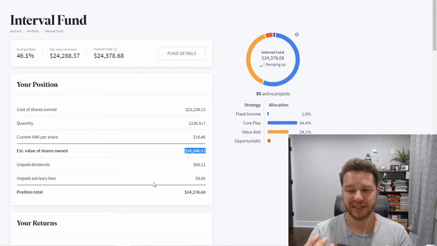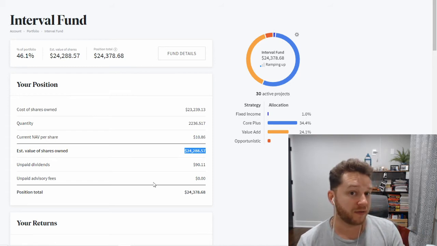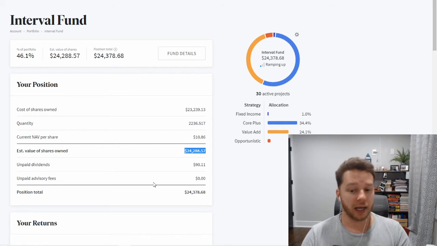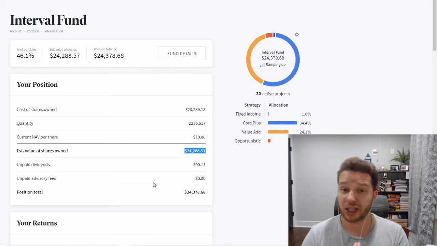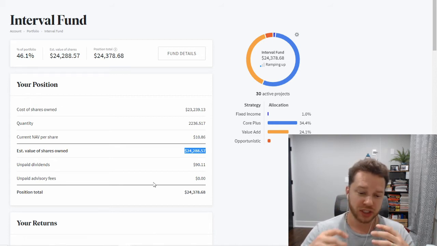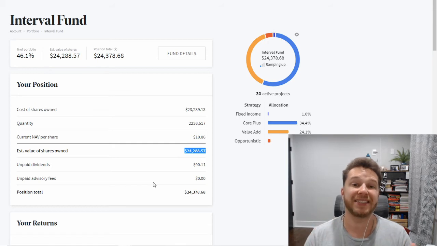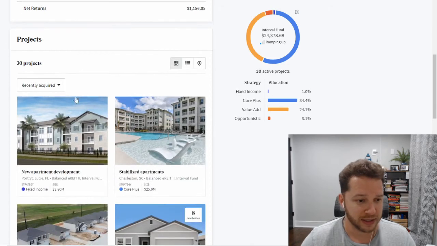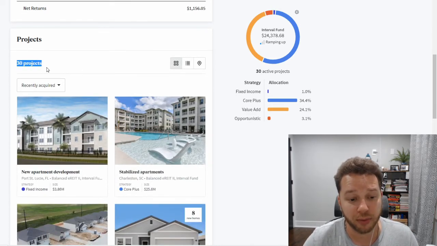So what I was saying before is that a fund is not a direct ownership in a certain real estate, right? Imagine it like, if you're familiar with ETFs or mutual funds, ETF stands for exchange traded fund. So in the regular stock market, if you know a ticker like QQQ or SPY, those are not specific companies. Those are funds. There are many companies inside that fund. So if you scroll down here, what you're going to see is that in this certain fund by the name of Interval Fund, we have 30 projects.